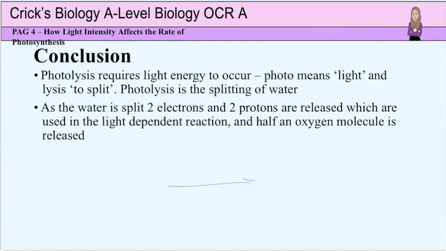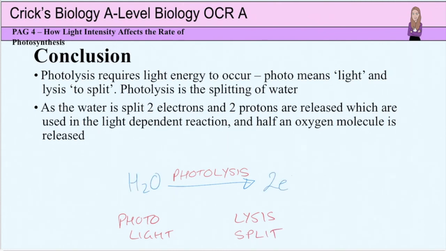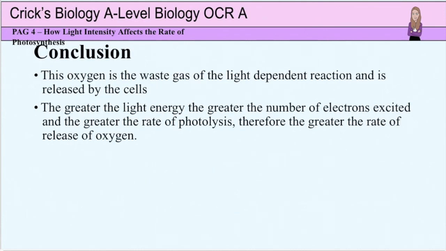Photolysis requires light energy to occur, photo meaning light and lysis to split. Photolysis is the splitting of water. As the water is split, 2 electrons and 2 protons are released, which are used in the light-dependent reaction, and half an oxygen molecule is released as a waste gas. The oxygen is the waste gas of the light-dependent reaction and is released by the cells.